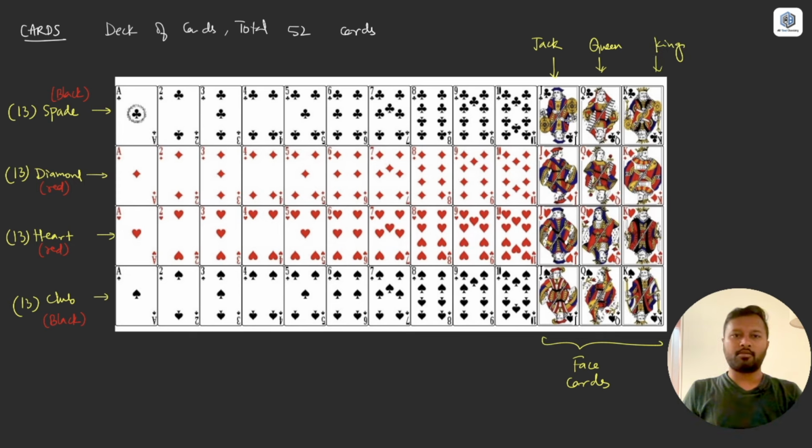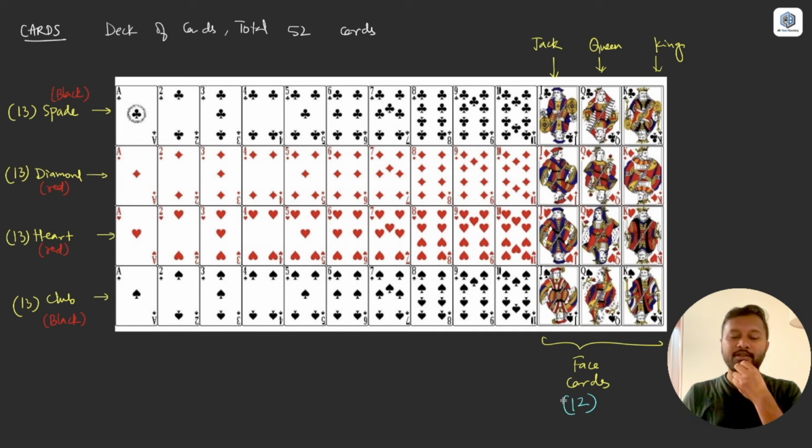Now you should know how many cards of a particular type you have. You have one jack of spade, one queen of spade, one king of spade, so in total you have 3 face cards in spade. In the same way you have 3 face cards in diamond, 3 face cards in heart, and 3 face cards for club. If somebody asks how many face cards are there, 3 for each makes it 12 face cards.